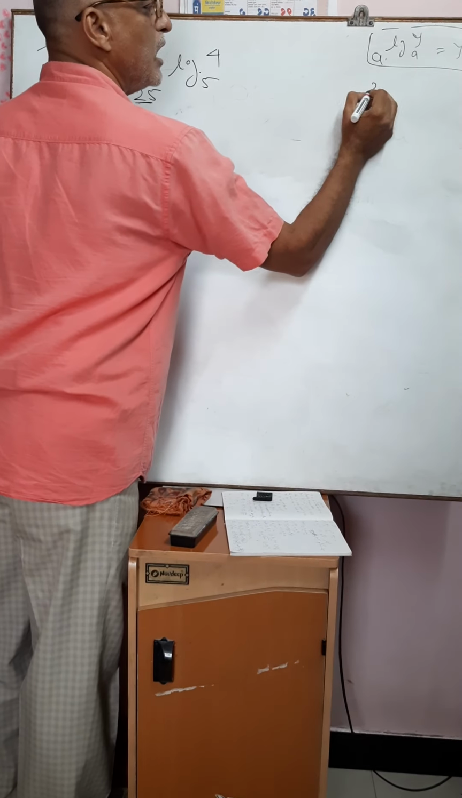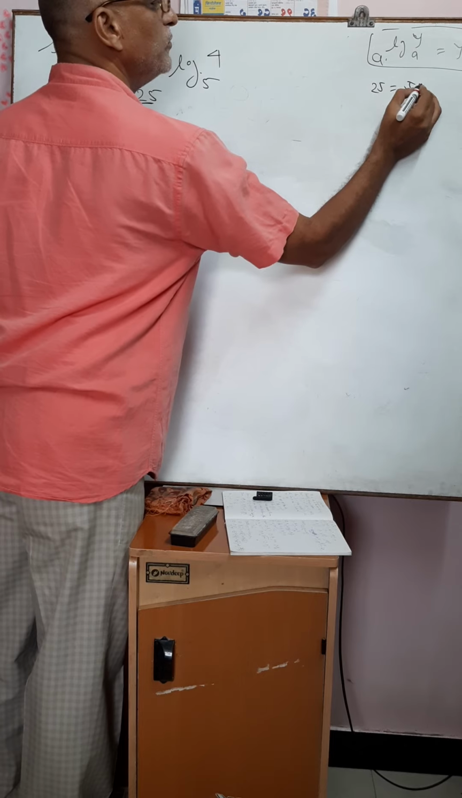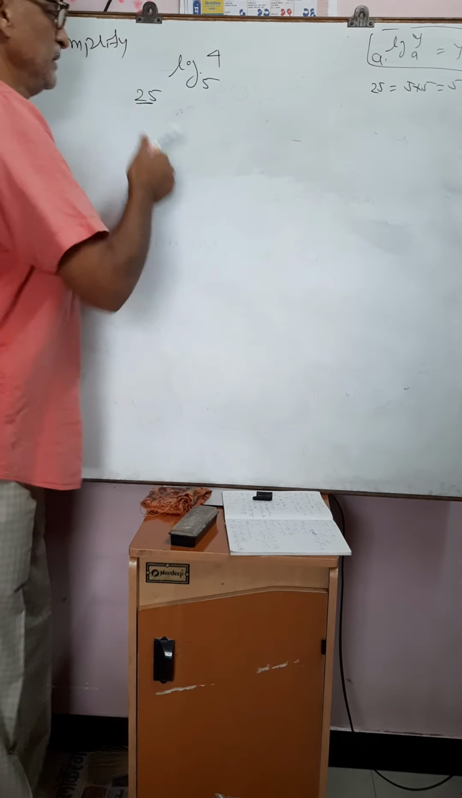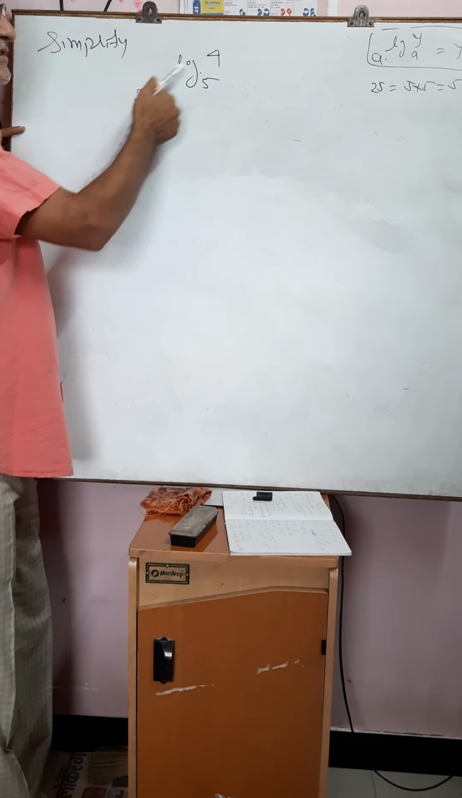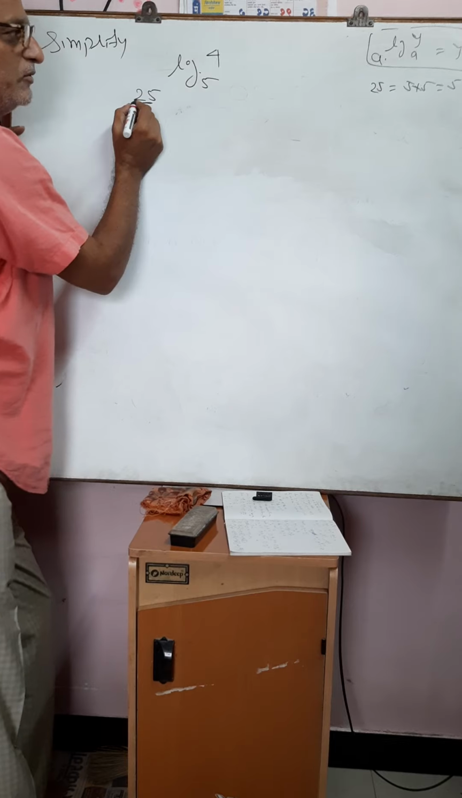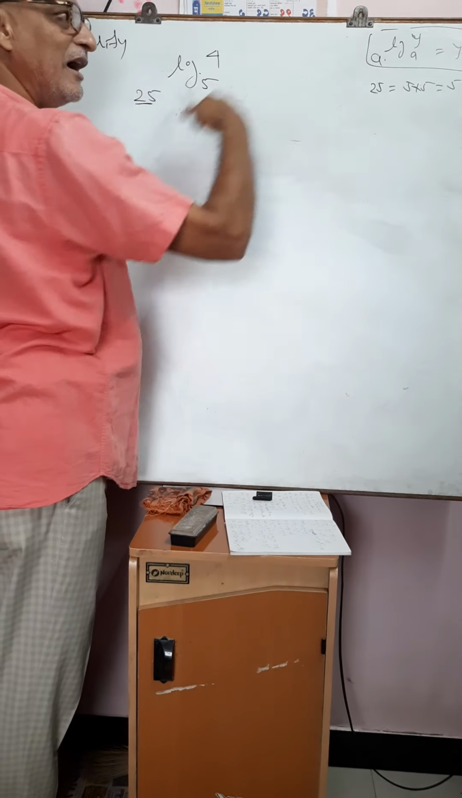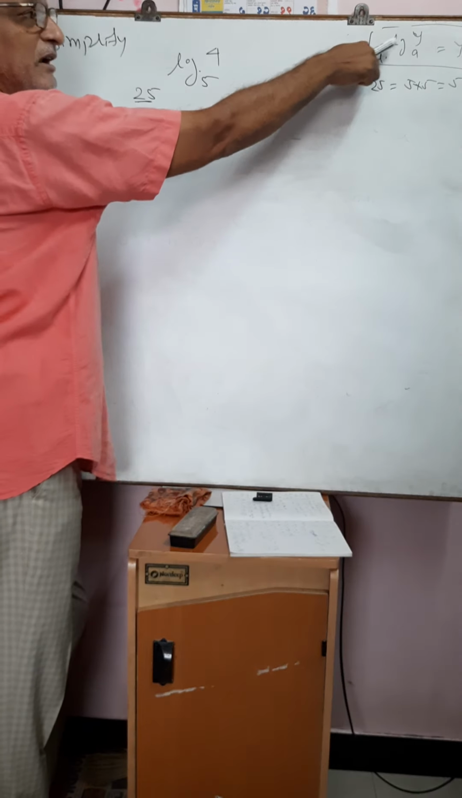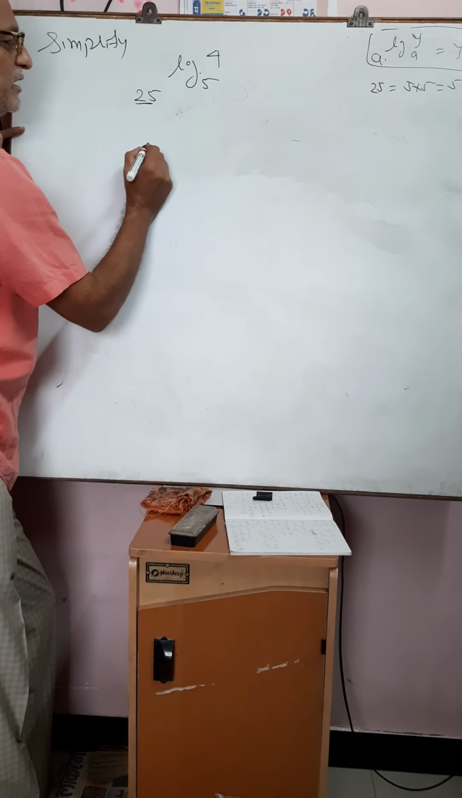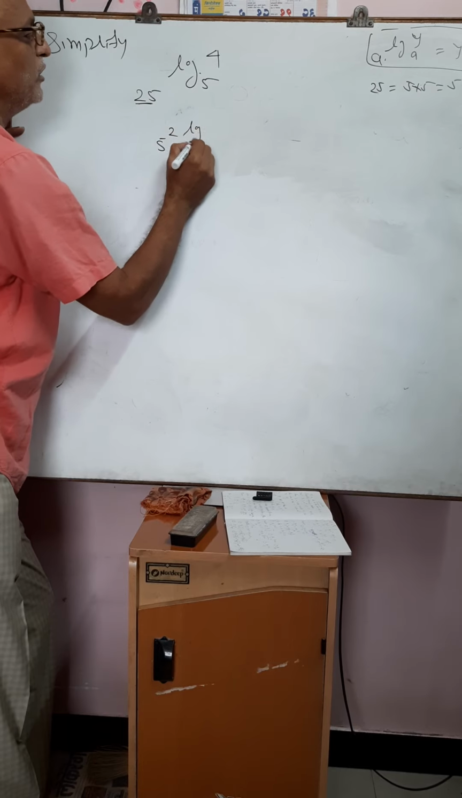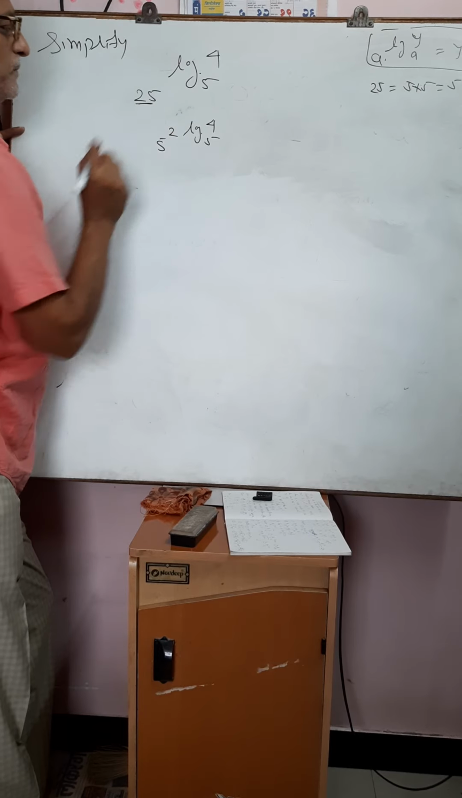We know that 25 can be written as 5 into 5, or it is equals to 5 square. So replace this 25 as 5 square. Why? Because we have to make the bases the same. Here it is a and a. We have to apply this property. So this 25 can be written as 5 square into log of 4 to the base 5.